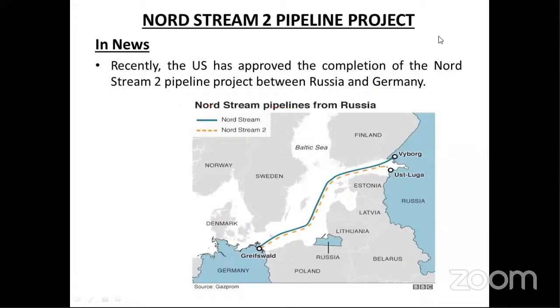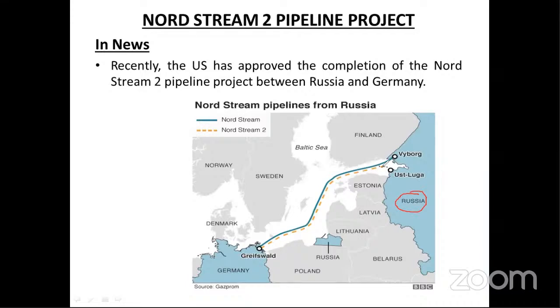Now, another important international news is the Nord Stream 2 pipeline project. First of all, in the prelims exam, they can ask you which two countries this pipeline project is between. Nord Stream 2 pipeline project is between Germany and Russia. You see in the map, this is Russia and this is Germany. This is a gas pipeline that is set up between Germany and Russia.